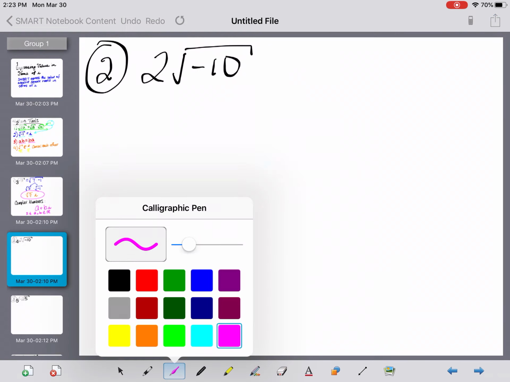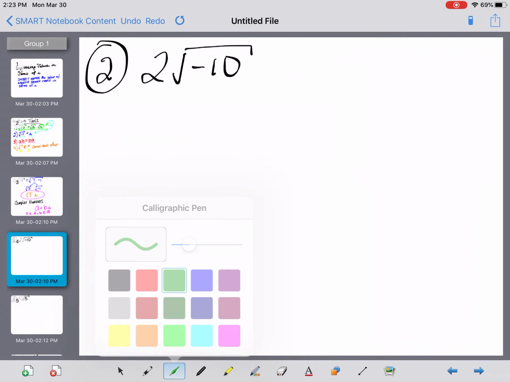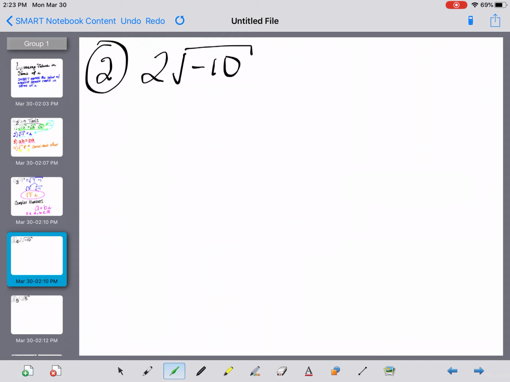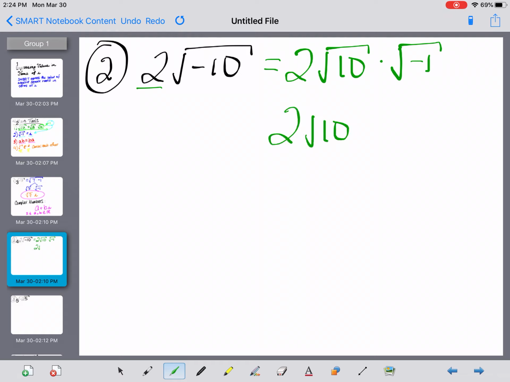All right, problem number 2. So in problem number 2, we have a coefficient, or a constant, outside of our radical. We're going to go through the same steps that we went through before. We're going to split up our negative 10, and we're going to make it 2 times a positive 10, and I'm just going to split it up right away, times that negative 1. I already know that that negative 1 is an i, so I get my final answer, 2 times the square root of 10 i.